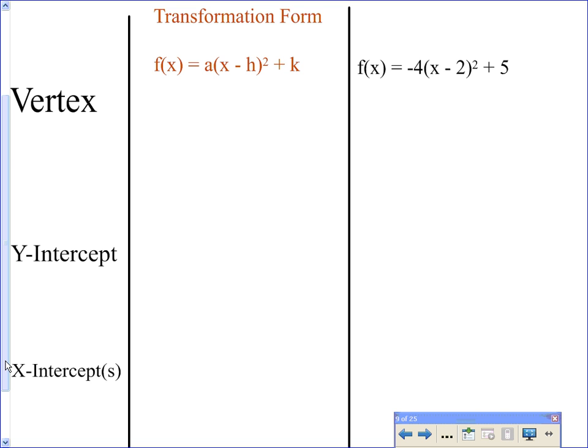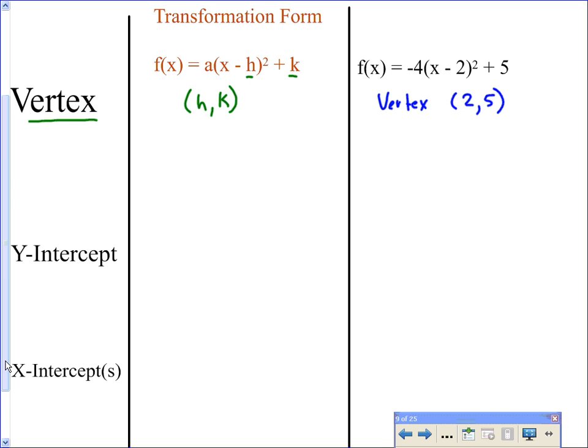In the first one that I have here, the vertex is going to be the point (h, k) from this equation. So you get your h and your k, and that's your vertex. When I look over here at this example that I have, my vertex is going to be the point (2, 5). Okay, so notice it's minus h, which causes us to take a positive 2 here.